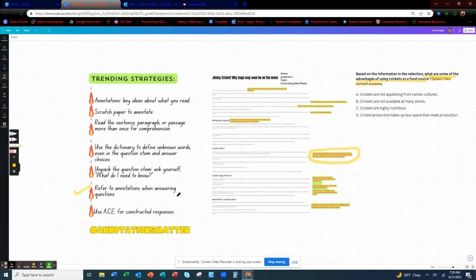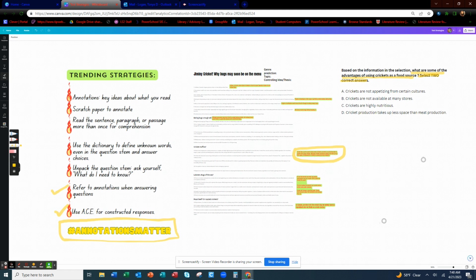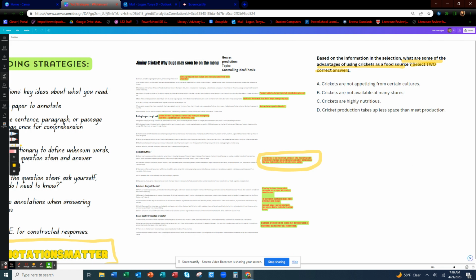In the case of your constructed responses, please use ACE. You're going to use the ACE model. Answer the question, cite the evidence, and then explain your evidence. And our little hashtag here from our trending strategies: annotations matter. Annotate, annotate, annotate. Okay?